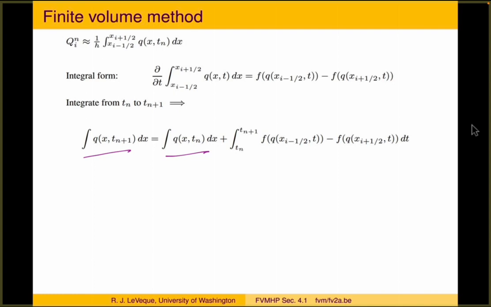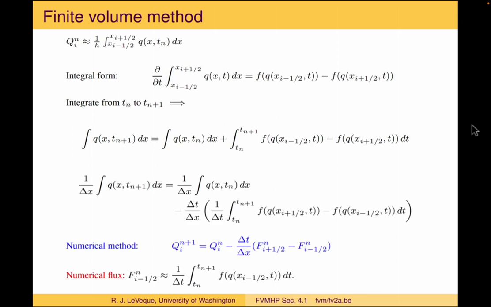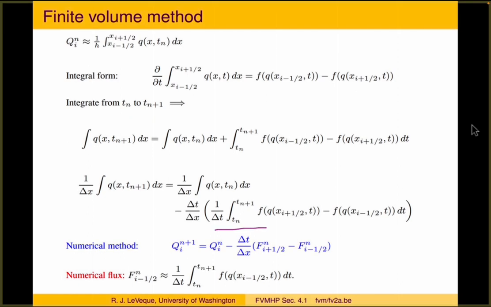plus the integral in time, when we integrate from t_n to t_{n+1}, the integral in time of the flux at the left boundary minus the integral in time of the flux at the right boundary. And then we can make this look more like the finite difference method if we divide by delta x so that these become cell averages. And then the integrals in time we want to divide by delta t so that they look more like approximations, averages of the flux over the time step.